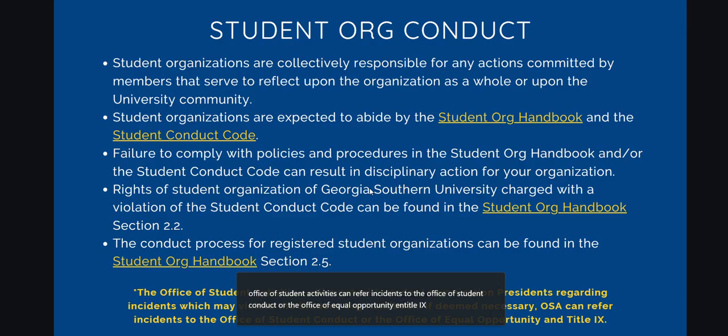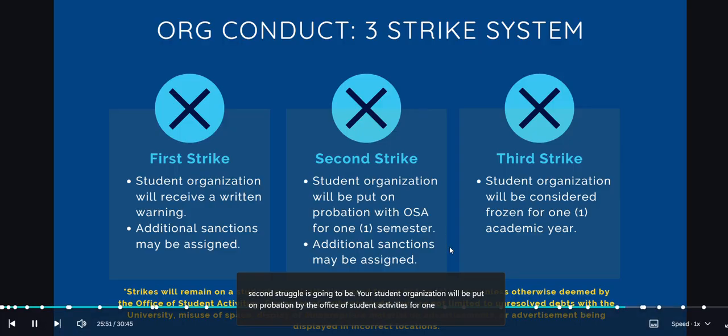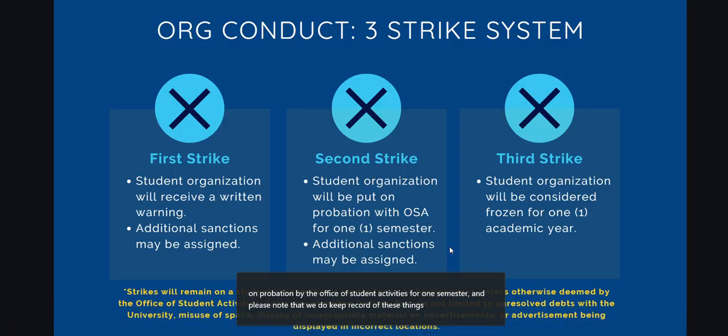So next, we want to talk about org conduct. This is going to be your three-strike policy. Your first strike is going to be the student organization will receive a written warning. Additional sanctions could be assigned. That's not saying that they will be, but they could be. Your second strike is going to be your student organization will be put on probation by the Office of Student Activities for 1 semester. And please note that we do keep record of these things. And then your third strike is going to be the student organization will be frozen for 1 academic year. And so that will be semester to semester. So if that happens in 2026, then it will stretch out until 2027.